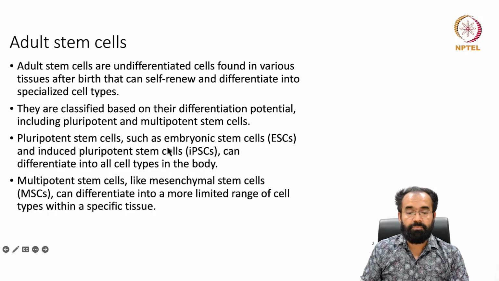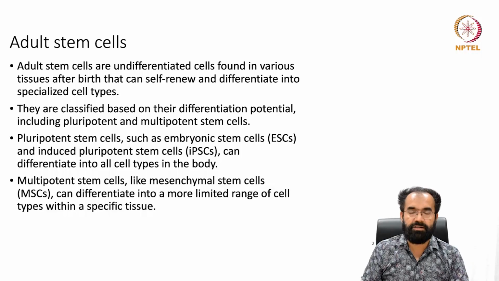Pluripotent stem cells, such as embryonic stem cells and induced pluripotent stem cells, can differentiate into all cell types present in the body. They can give rise to each and every one. We have more than 100 different cell types in our body, so they can give rise to any of them.